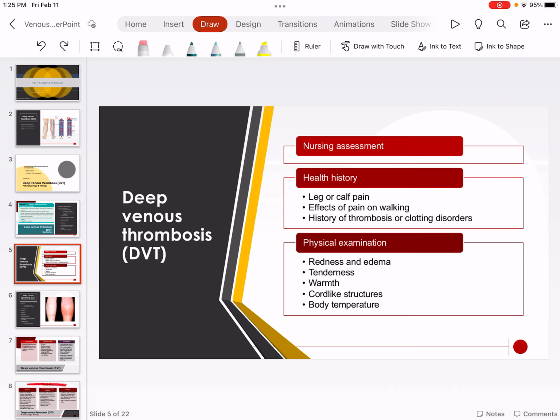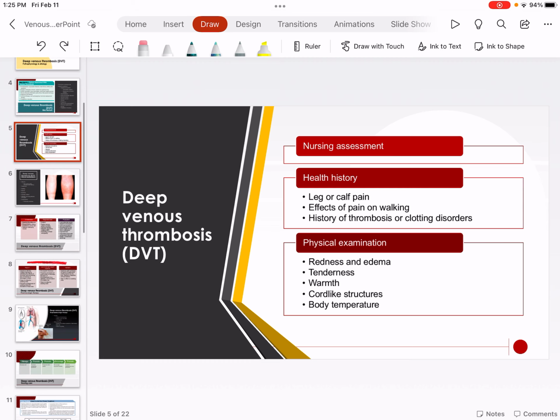So these are the clinical manifestations. I just mentioned many of them on the previous slide. The leg that has the DVT in this picture is this one that I'm circling. So you can see the redness. You can see that it has some edema when compared with the other leg.